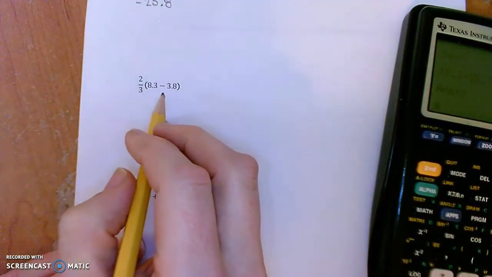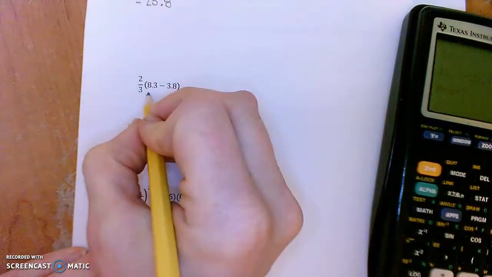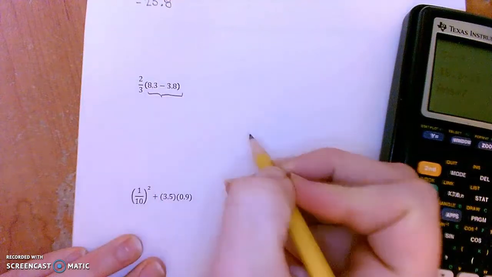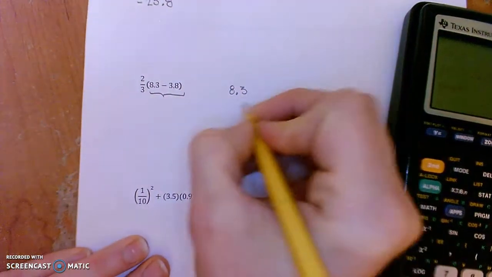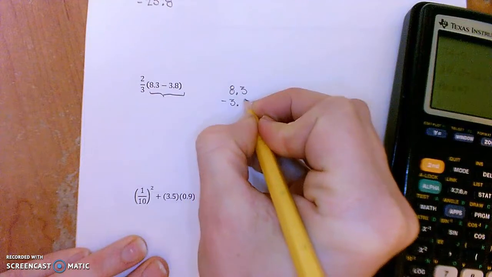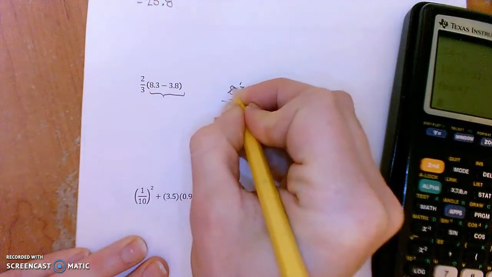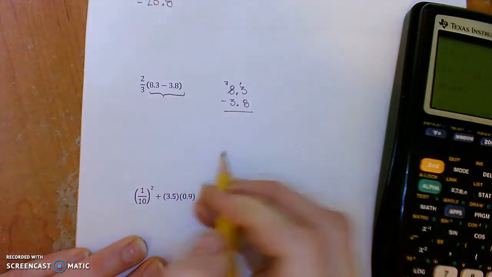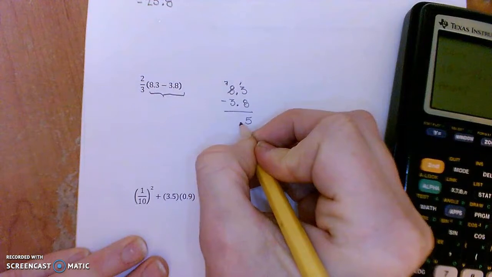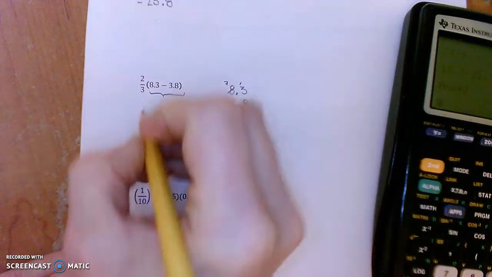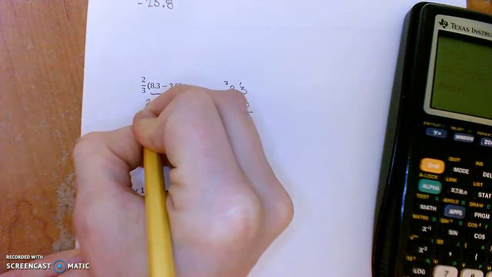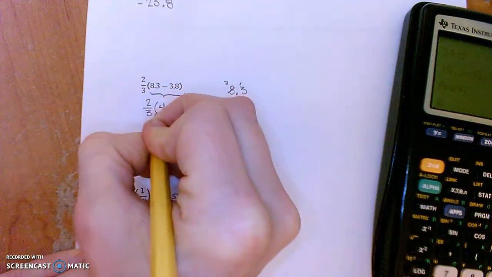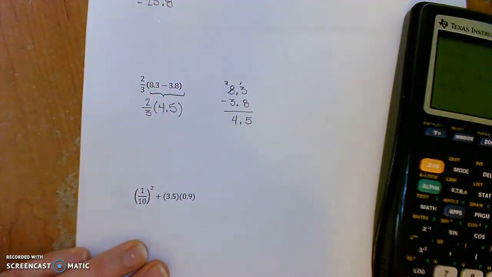2/3 times (8.3 minus 3.8). So first I'll do what's in the parentheses. 8 and 3/10 minus 3 and 8/10. So I'll do the subtraction. Regrouping, 13 minus 8 is 5. 7 minus 3 is 4. So I get a positive 4.5. And I still have to do 2/3 times that positive 4.5.